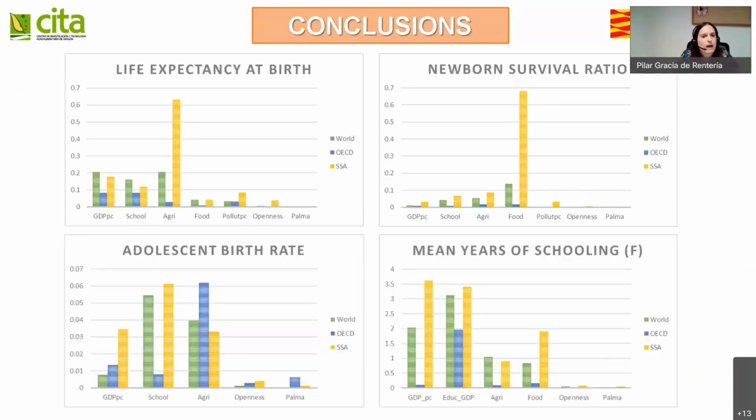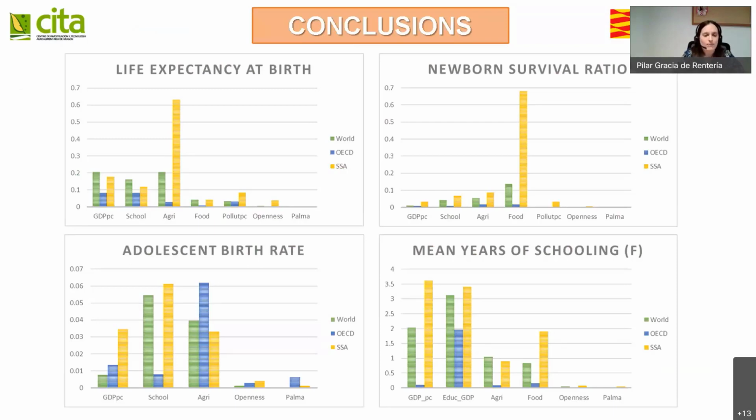And finally, in this slide, I present a summary of the results. I present the different elasticities for the different indicators and the different regions, but in absolute terms, in order to illustrate two main conclusions of this research. The first conclusion is that the elasticities tend to be higher in sub-Saharan countries, the yellow bar, than in OECD countries, that is the blue bar.